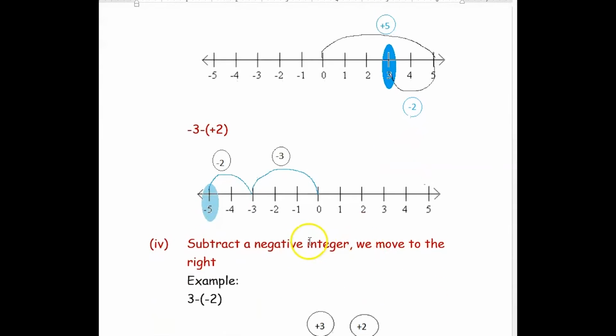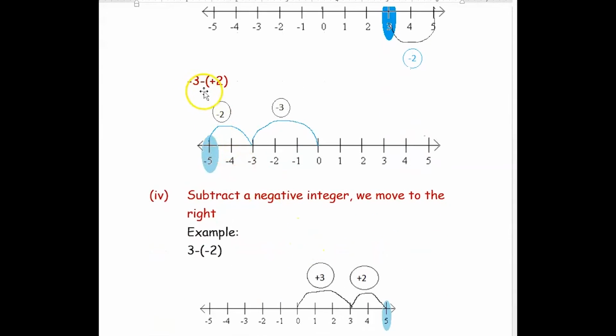The next one is a negative integer with a positive integer subtracted. The negative integer is minus 3. You are already at minus 3, and you are subtracting 2 from it. So you move left again, and your answer will be minus 5.